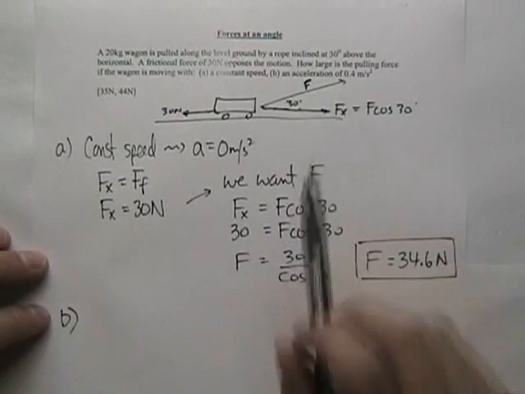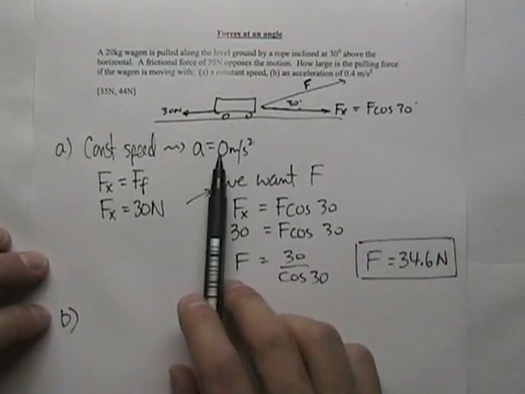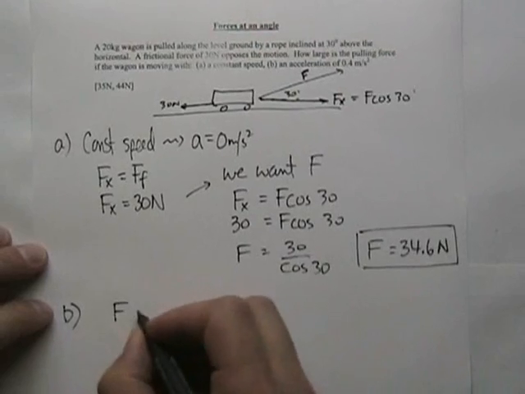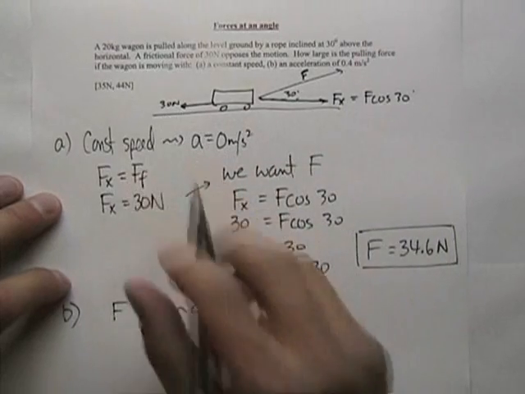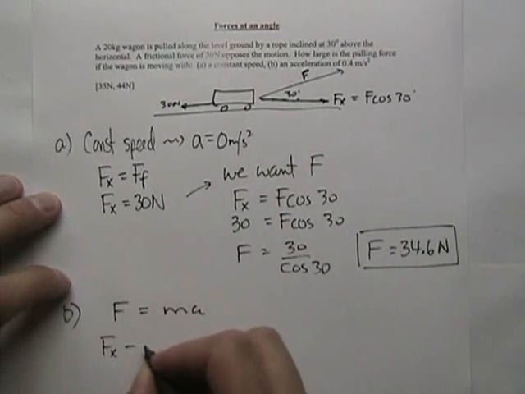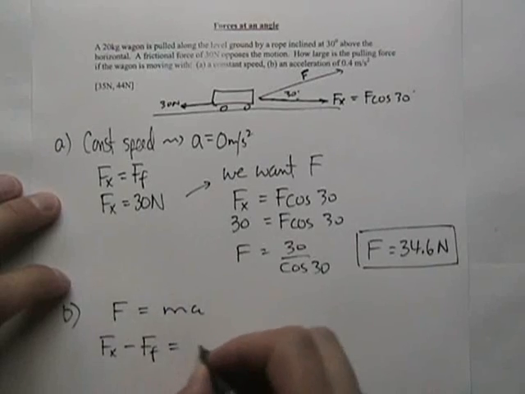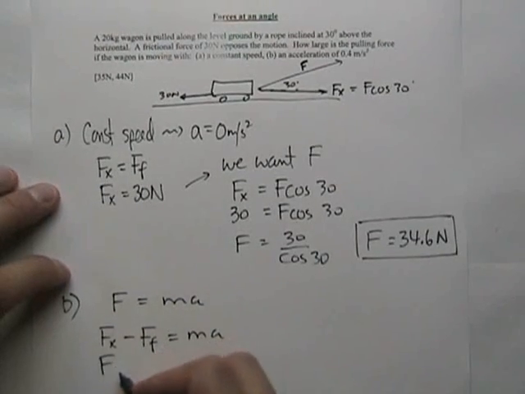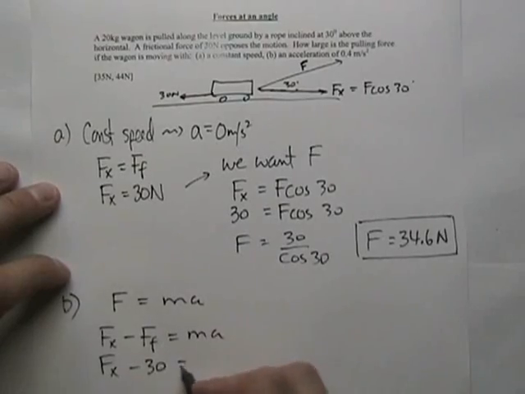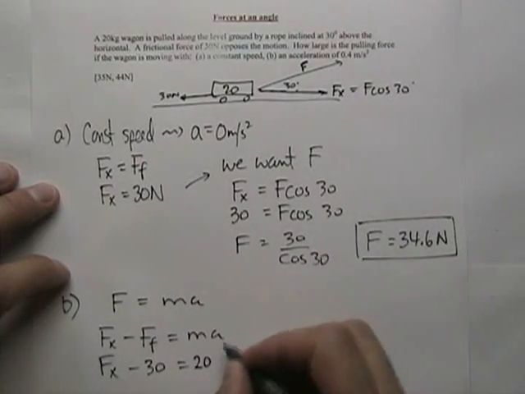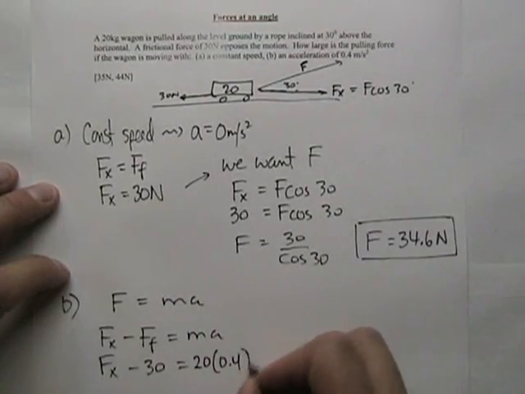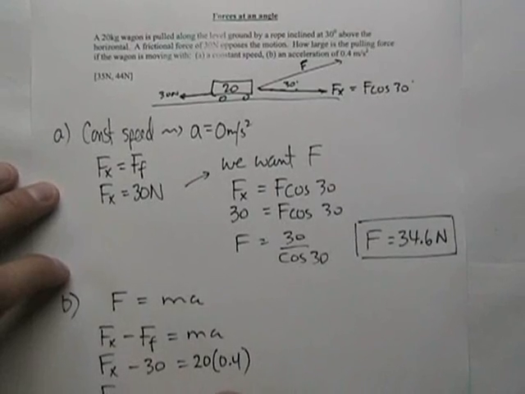Now we have an acceleration, which means that no longer is the acceleration 0. So you go F equals ma. This is F net. What are my two forces? Fx and 30. So Fx minus, I'll go Ff for now, is equal to ma. Fx I don't know yet. Ff I know is 30. My mass, do I know my mass? 20 kilogram wagon. And my acceleration is 0.4. So I solve this for Fx. Fx is going to be 20 times 0.4 plus 30.